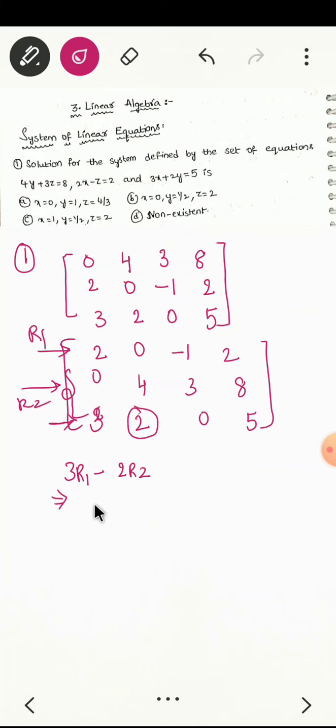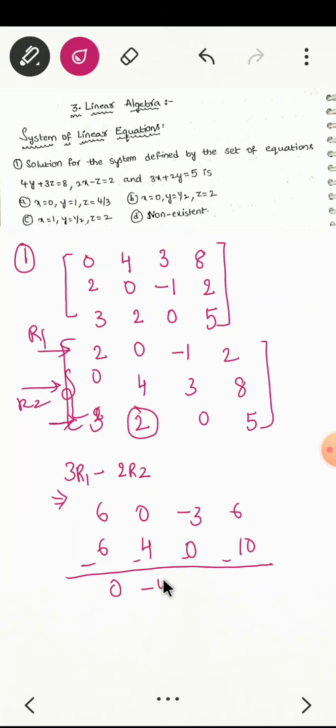What will I get? 3 times R1: 6, 0, minus 3, 6. Next 2 times R2: 6, 4, 0, 10. And I am doing minus of these two. So what I will get? 0, minus 4, minus 3, minus 4. So these are the values I am getting.